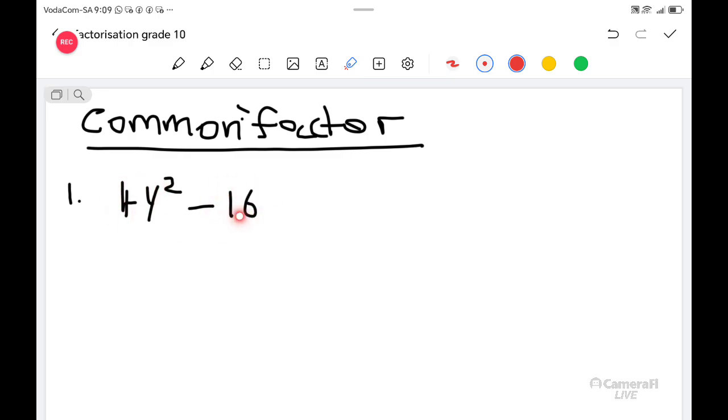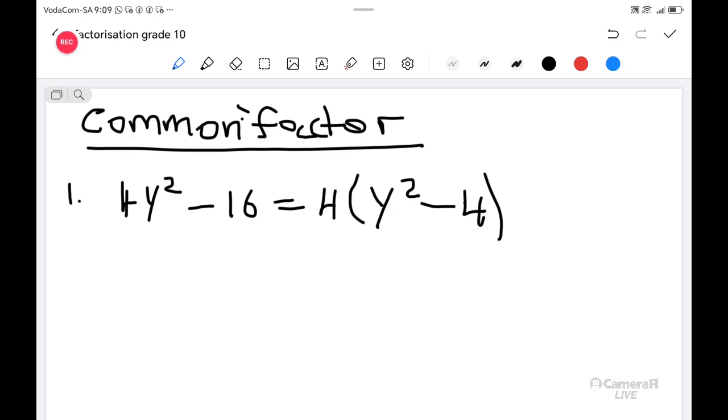It means we have a factor 4. So we take out that common factor, which is 4. If we take out 4 here, we are left with y squared. So then we will write y squared in brackets minus. When we check 16, if you take out 4 out of 16, 16 divided by 4, you will be left with 4. So it is factorized, but it's not yet factorized fully. We will deal with this one in future.